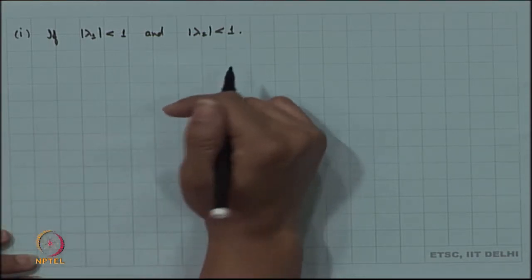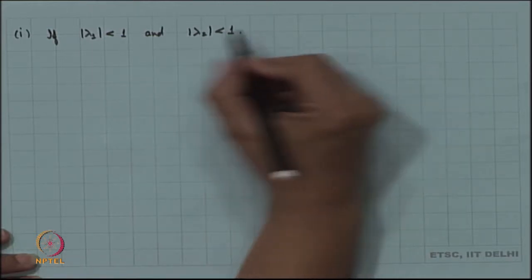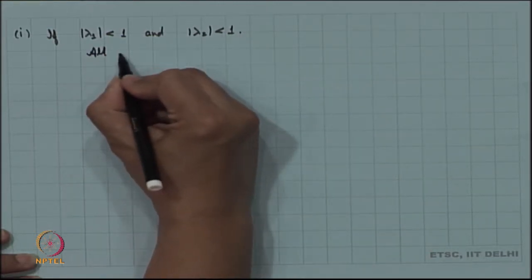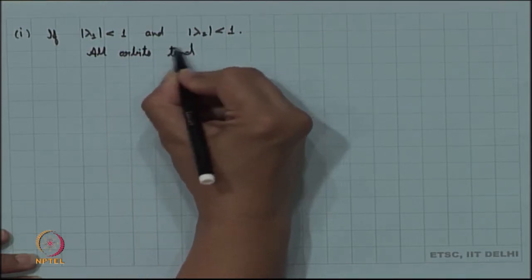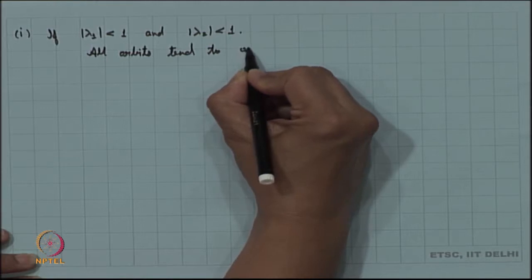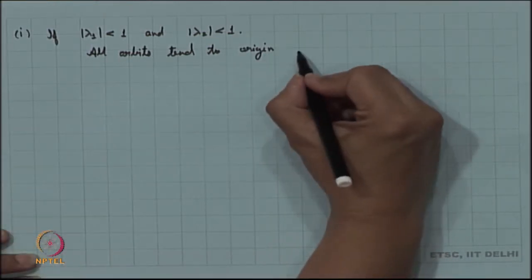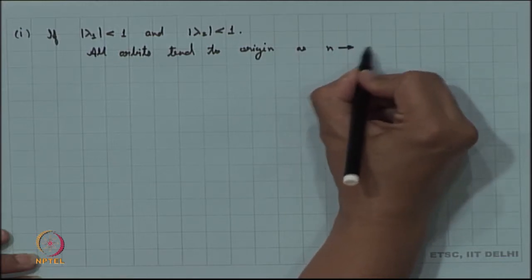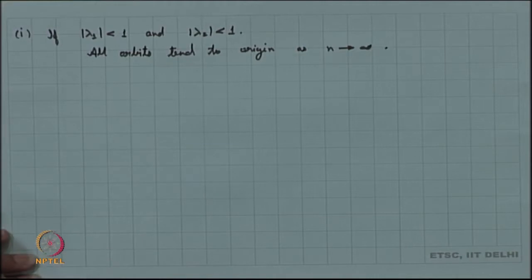if every orbit is asymptotically tending towards the origin. So, here what happens in this case is that all orbits tend to the origin as n tends to infinity, but there is still some difference that you can observe here.